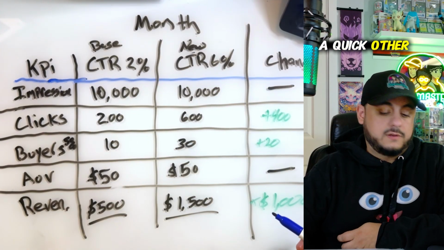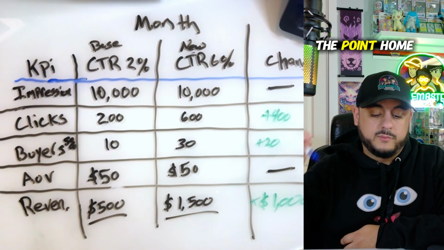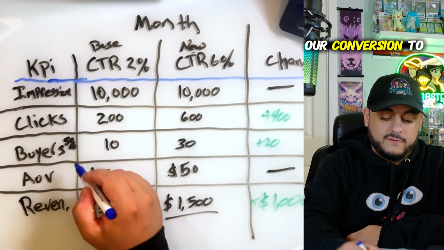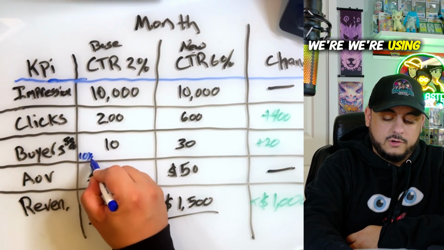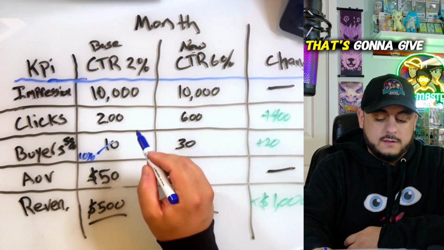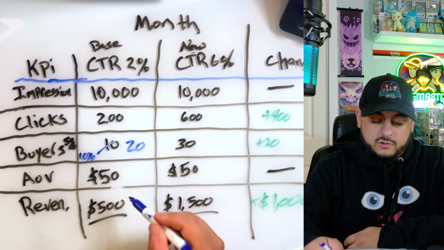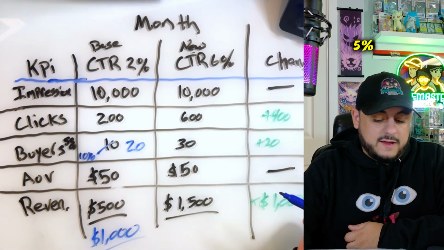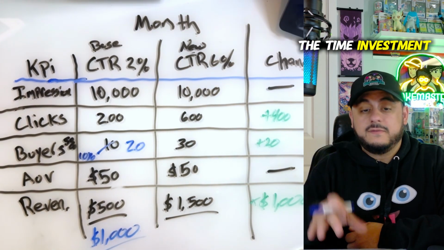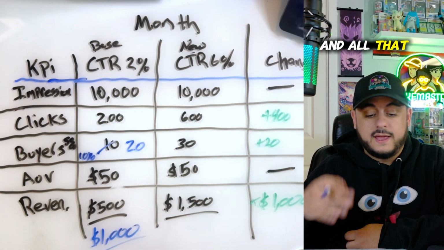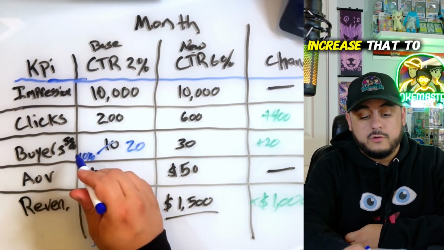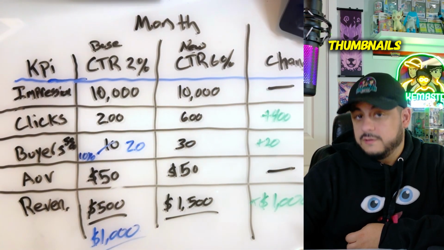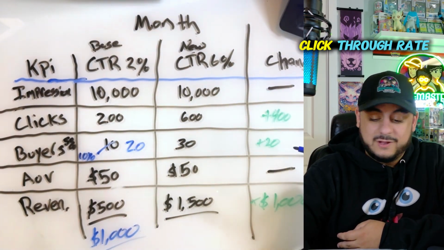I'm going to do a quick other example here just to really drive the point home. If we increased our conversion to 10%, instead of 10 buyers, that gives us 20 buyers. With the average order value, we're looking at $1,000, because we increased 5% on conversion. Now think about the time investment, the effort and the changes. That's going to be a lot more effort to increase conversion by another 5%, versus titles and thumbnails, which is primarily what we're doing here for click-through rate increases.